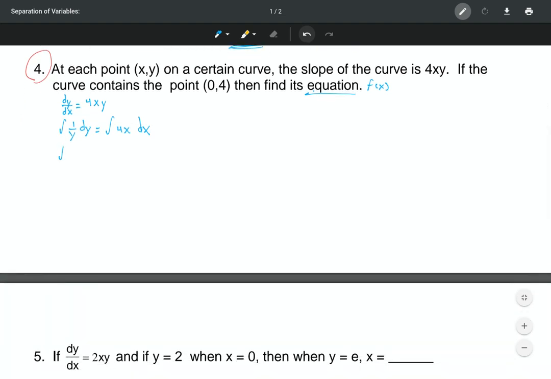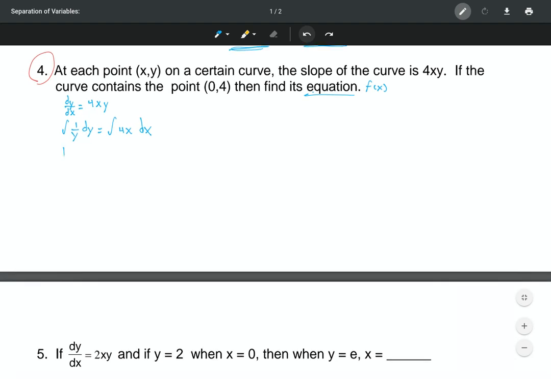Now the antiderivative of 1 over y, remember 1 over y is the same thing as y to the negative 1, is the natural log, all right? So please don't forget that. That's kind of the important thing about this.